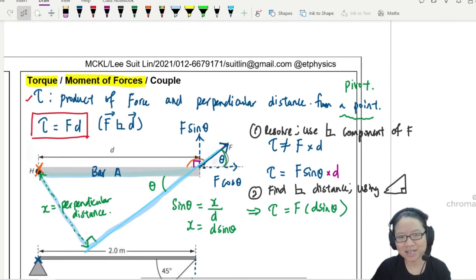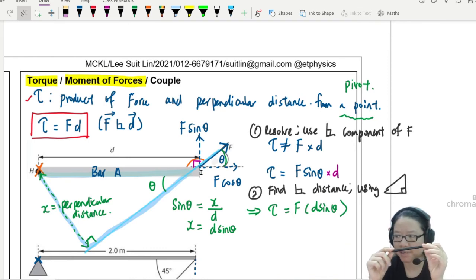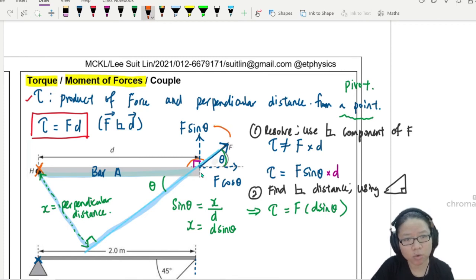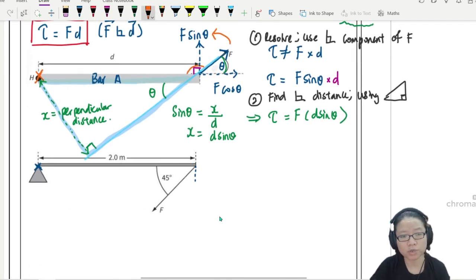This F will cause the whole bar. You see, let's say this is my bar, and I pull it up. So my pivot, my hinge is here. No, my hinge is here. And then I pull it up. So this thing is going to rotate counterclockwise like this. Whereas this one will rotate clockwise.